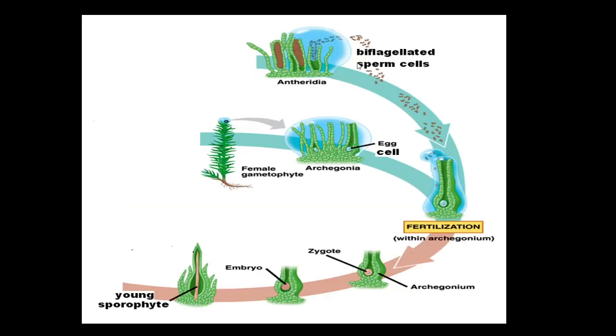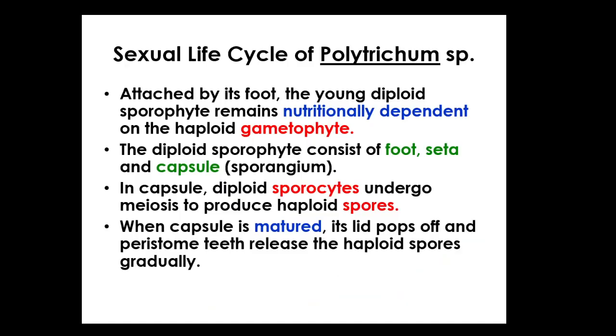This is what I was saying. It's going to swim in, grow in the archegonium, divide by mitosis, and grows out. The young sporophyte will grow out of the archegonium. Attached by its foot, the young diploid sporophyte will remain nutritionally dependent on the haploid gametophyte. So, dia tidak akan hasilkan makanan dia sendiri, dia akan bergantung kepada gametophyte dia.